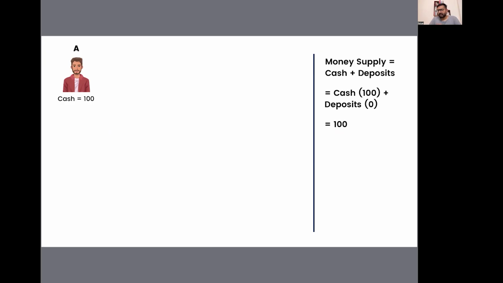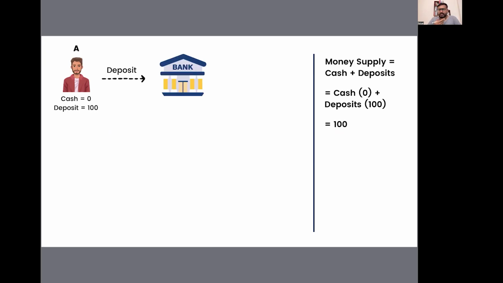Okay. Now, this person A deposits 100 rupees into a bank. So, now the cash with the person is 0 and the deposit is 100. So, there is no change in the money supply because now cash is 0 and deposit is 100. So the money supply remains 100. So the act of the person depositing money in the bank does not change the money supply.